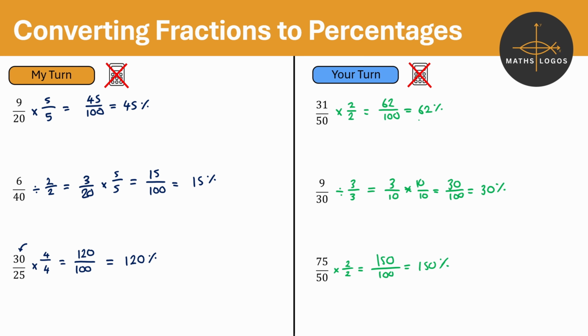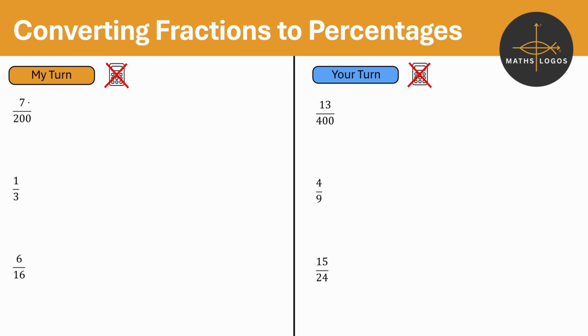Okay, so you should have had answers of 62%, 30%, and 150%. So let's have a look at some harder examples. Here we have 7 over 200.